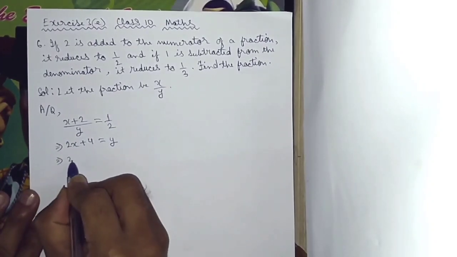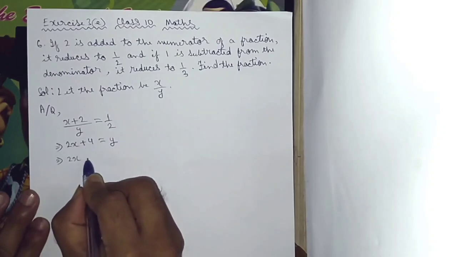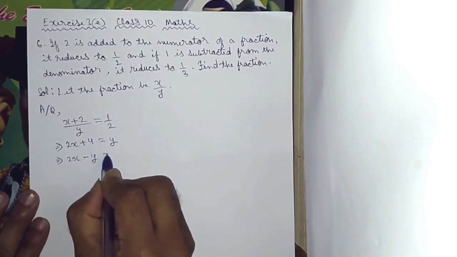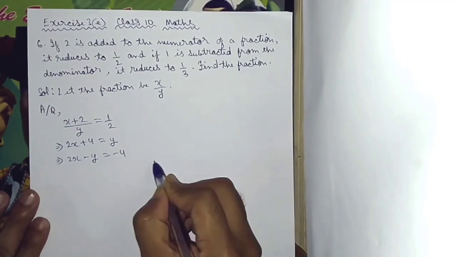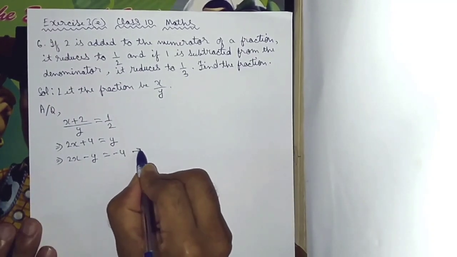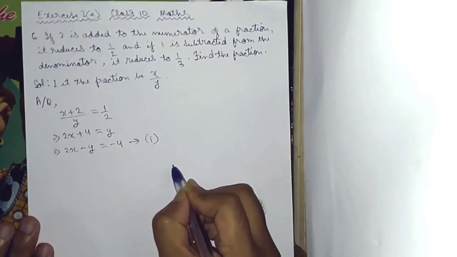And this implies 2x, taking y to the left side, minus y, is equal to minus 4. This is equation 1.